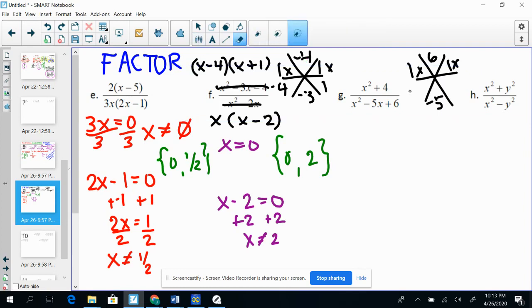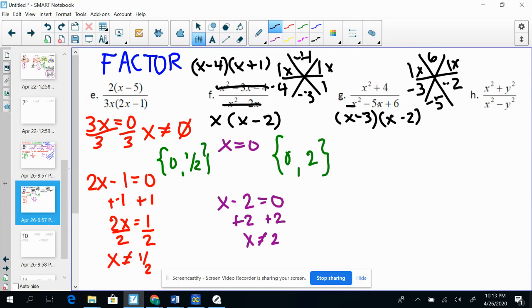We're going to go with a negative 3 and a negative 2, because that would add to give me a negative 5, but multiply to give me a positive 6. So that means the bottom, here's G, we've got x minus 3 and x minus 2 on the bottom, and we've taken care of that trinomial. So factor first, check, we've done that.